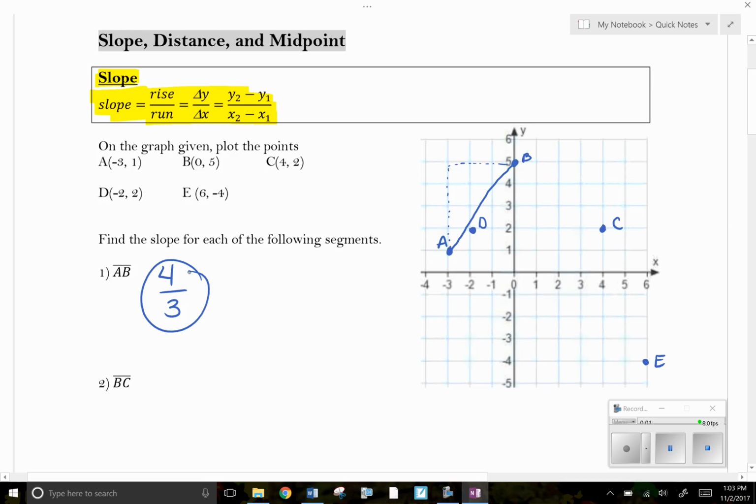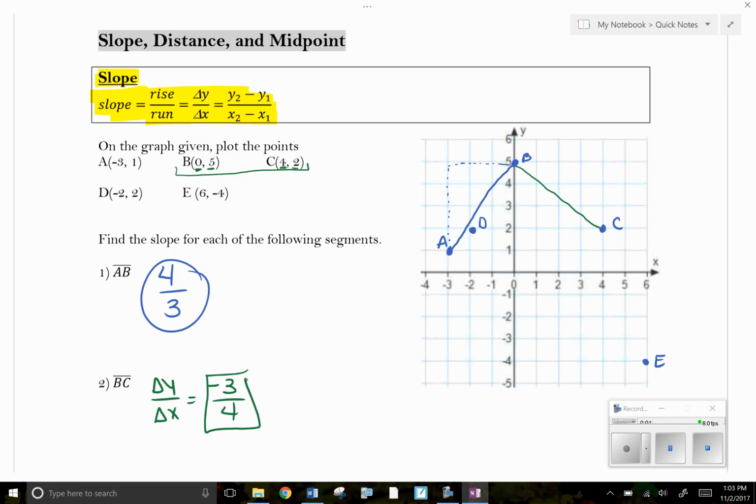Okay, then I'm supposed to do BC, so I'm going to draw it with a different color here. Let's do green. So here's BC. Fine. Let's see. I'm going to do delta y over delta x. So when I do delta y over delta x and I look at BC here, y went from 5 to 2, so it went down 3. And x went from 0 to 4, so it went up 4. Negative 3/4. I could have also done that with rise over run again. I'd get the same answer.